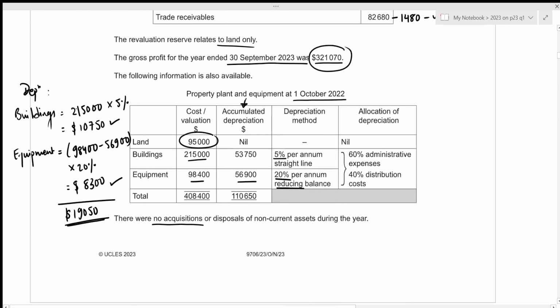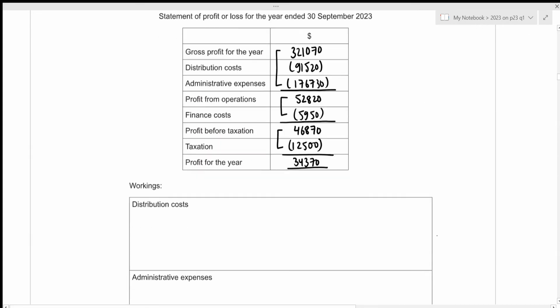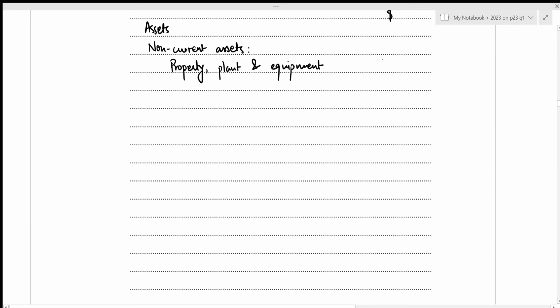Okay. So we were given the information regarding its costs and accumulated depreciation. The total is right here, but remember we have to subtract 15,000 from this so that we show the revaluation downwards within the net book value correctly. So the net book value for the non-current asset, we can start with this amount of 408,400. There's a revaluation downwards of 15,000. We also need to subtract the accumulated depreciation of 110,650, and we need to subtract the depreciation charge for the year of 19,050. This results in the net book value to be 263,700. Let's write it down. That's all for our non-current assets section.